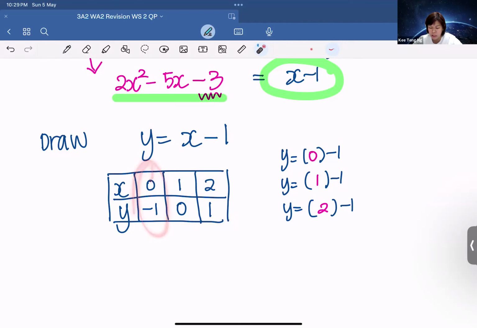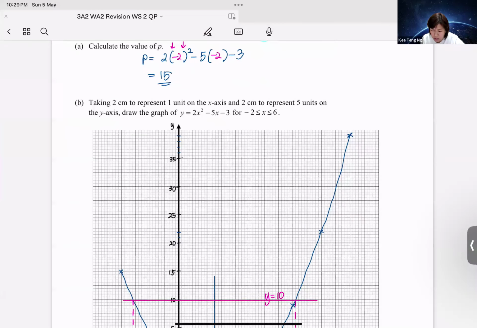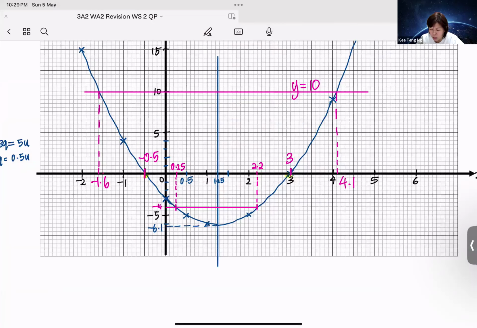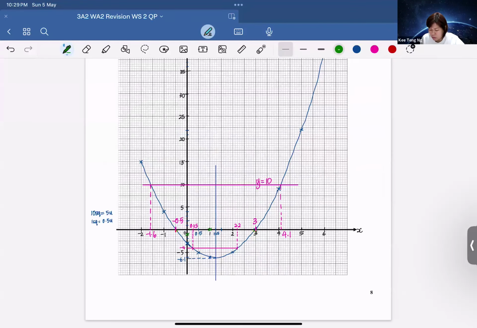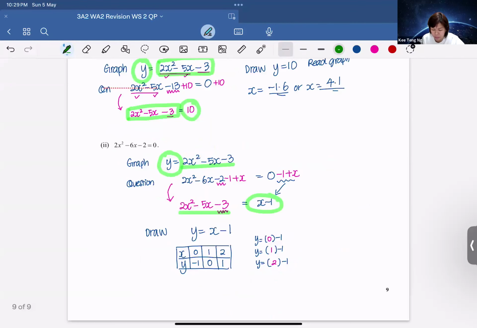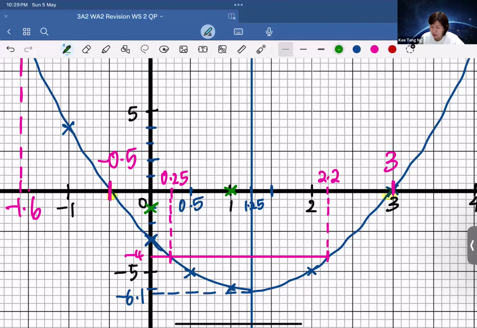Now we're going to plot the points. 0, negative 1; 1, 0; 2, 1. Let me plot 0, negative 1. Wow, so small. So maybe I put in green color, okay? 0, negative 1 is here. 1, 0 is here. 2, 1. Is it 2, 1? Okay. Let me see. 1 is correct. 2, 1 is over here. Okay.